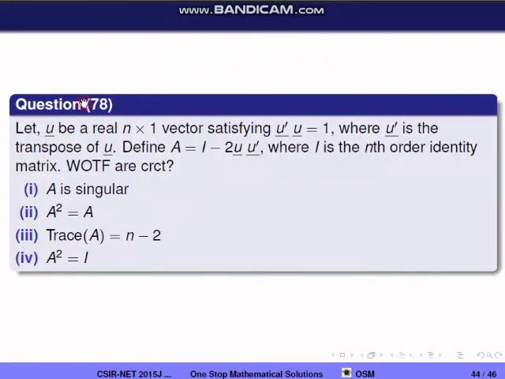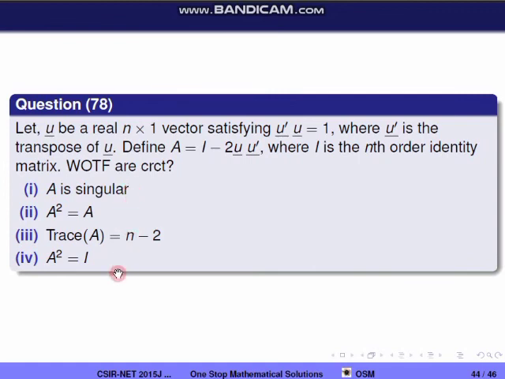Next question, question 78. Let u be a real n cross 1 vector satisfying u dash u is equal to 1, where u dash is the transpose of u. Define A is equal to I minus 2 u u dash, where I is the nth order identity matrix. Which of the following are correct? So we are given a vector u here which satisfies this equation, and A is defined based on the vector u. So we are to find which of the options are correct.